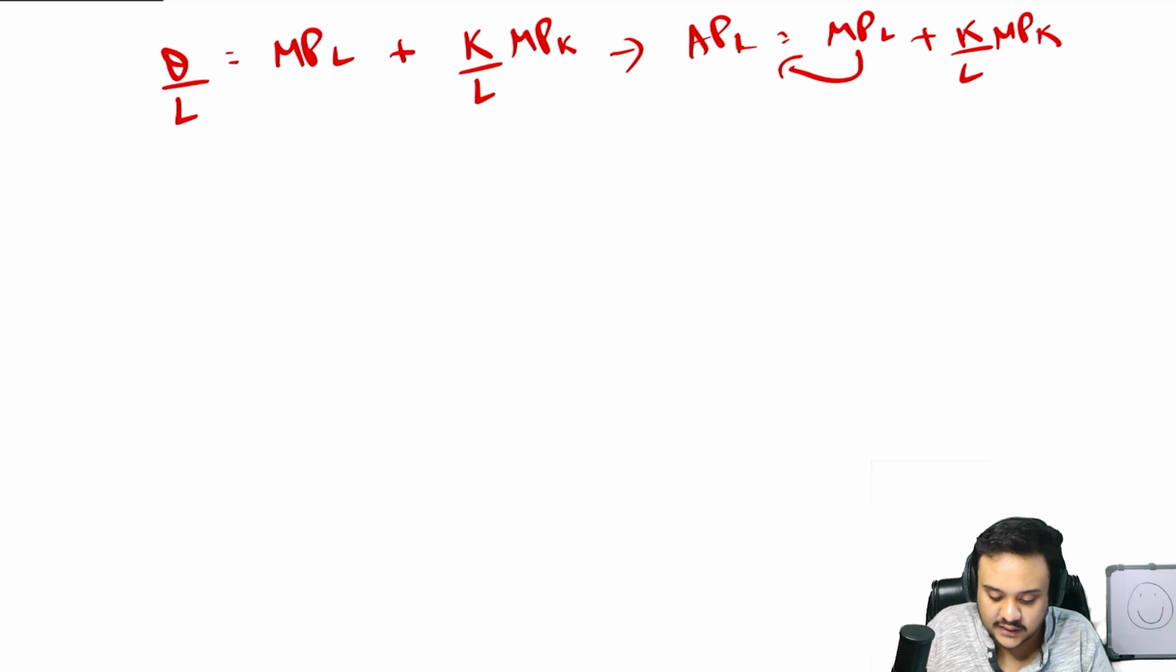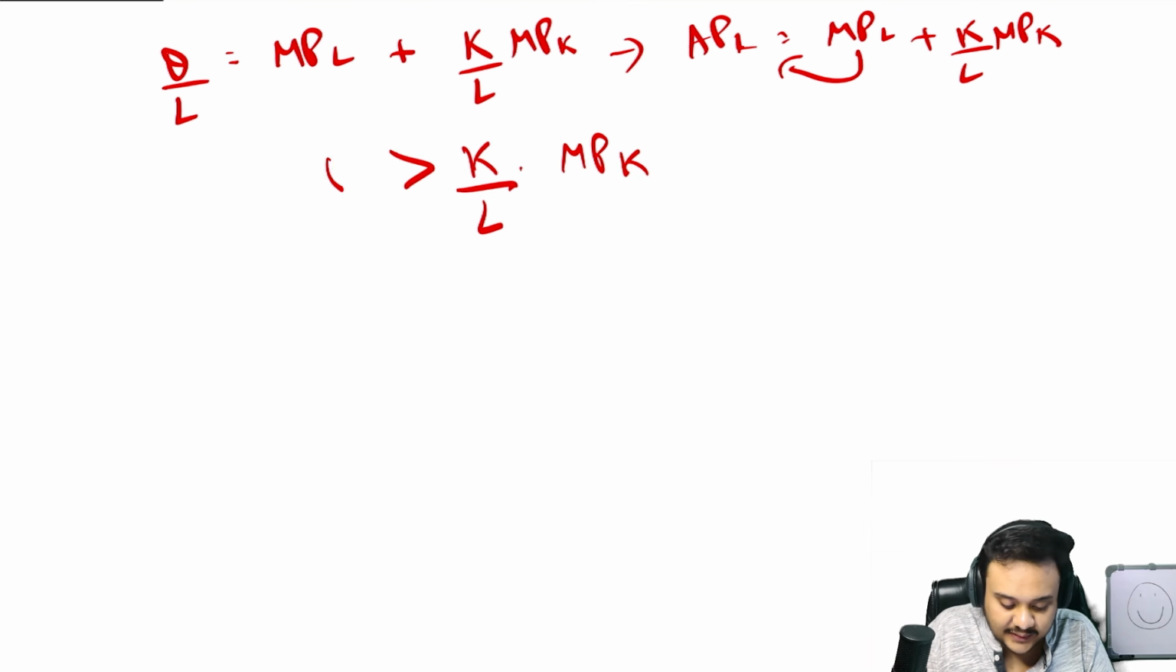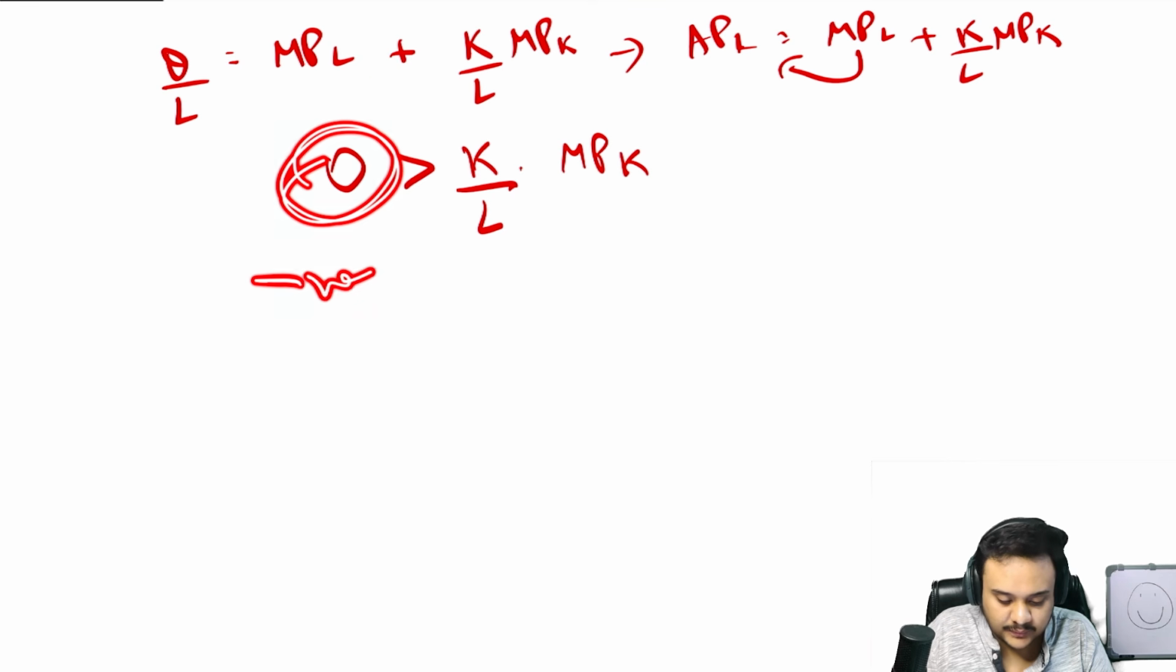So what happens is we take this to this side, right? We take MPL to LHS. Whatever you will get, it will be a negative value because MPL is greater than APL. So on this side you will get something like K by L MPK is less than 0, because whatever this value is, it is negative.